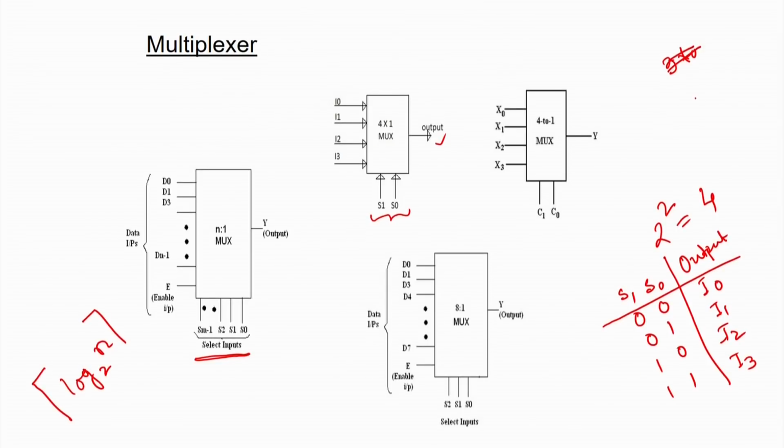If we have an 8 to 1 mux, then what will happen? We need 3 select lines, because 2 to the power 3 is equal to 8. So, these 3 select lines will have combinations from all zeros to all 1s, 8 possible combinations. We are going to select any one of these input lines and put it into the output. So, this is a multiplexer circuit, again a combinational circuit and a very simple circuit.